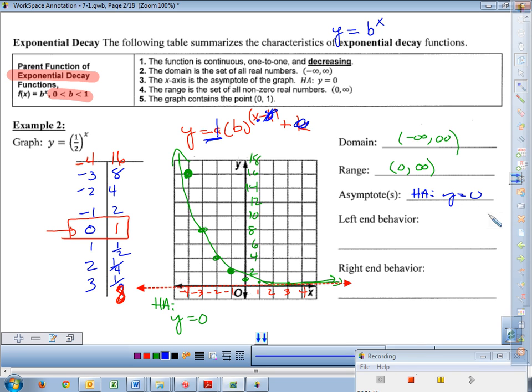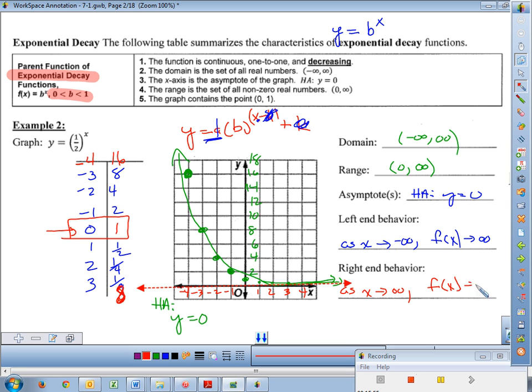Left end behavior. As x approaches where? Where are we going when we go left? Negative infinity. F of x, where's the graph going? As I go to the left, where am I going? Up. How high will I go? To positive infinity. How about the right end behavior? As x approaches infinity, because we go to the right, where do the y values go? It approaches 0. Pretty basic right there.